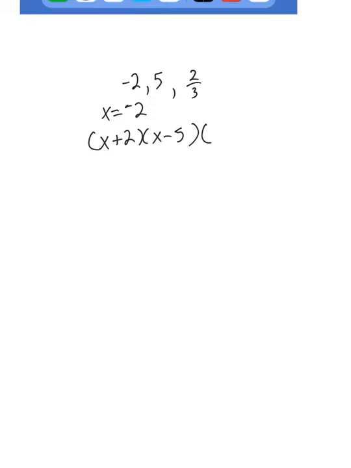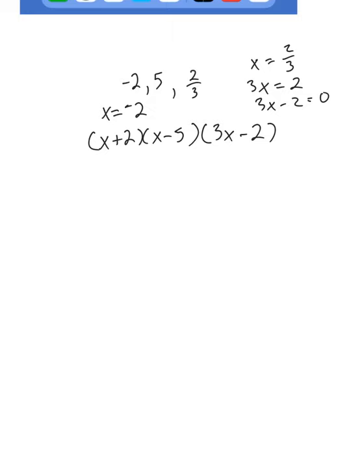And then finally, the last one, if I set my x equals 2/3 as a 0, we would multiply both sides by 3, so 3x equals 2. Subtract 2 from both sides, so 3x minus 2 equals 0. So this factor is 3x minus 2.